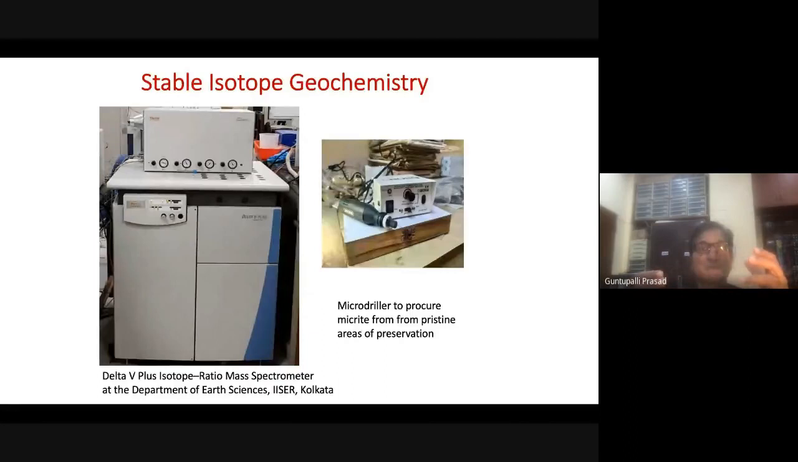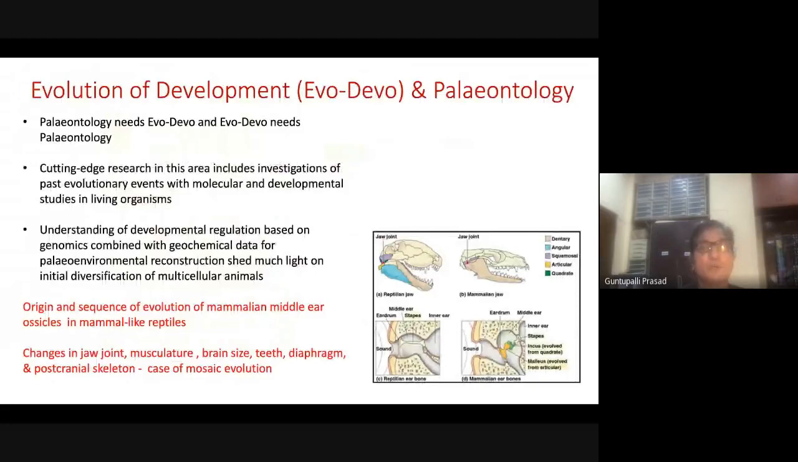And you can also do that by studying the coprolites. For example, if you find some paleontofossils, you can actually determine what kind of vegetation was there. Then Evo-Devo is another area which is the most potential area for the interaction or integration of data from fossils and biology.